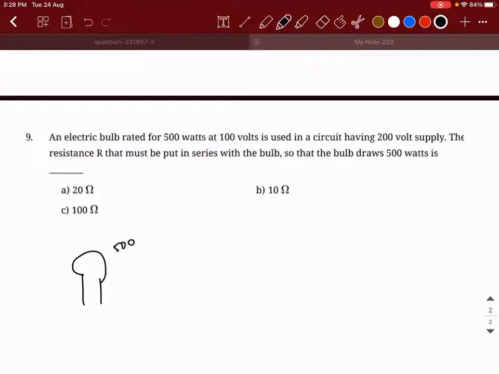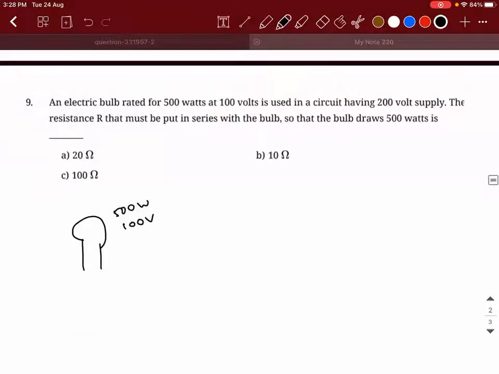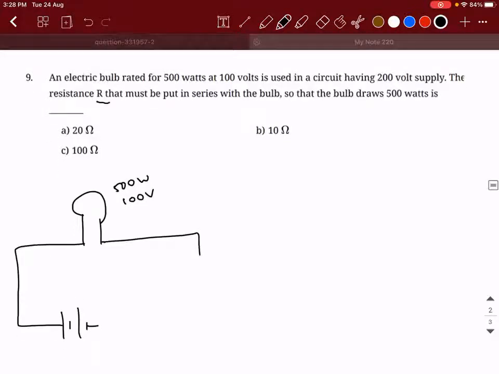The bulb is rated at 500 watt and 100 volts. It is used in a circuit having a 200-volt supply. Okay, this should be connected across a 200-volt supply. Now, what are they doing? They are putting a resistor R in series with the bulb so that the bulb draws 500 watt. What should be the value of R? So, how to approach?